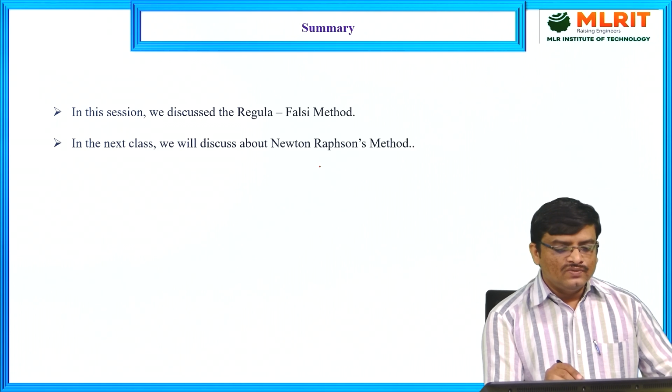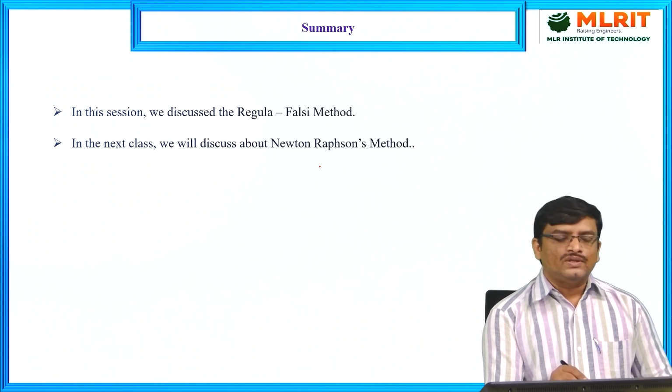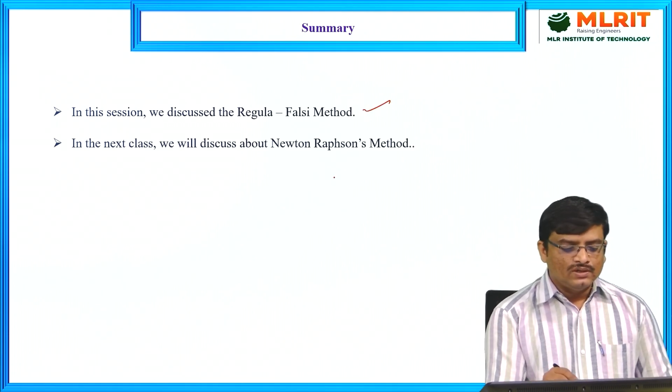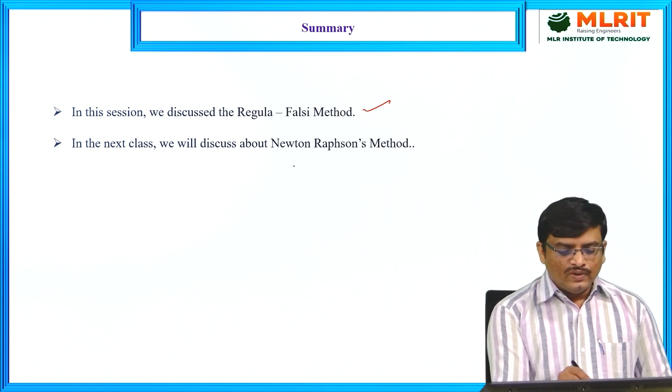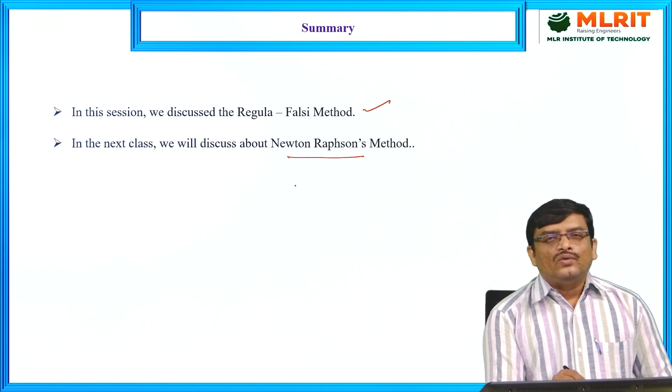So this is the way how we can use this Regula Falsi method. So in this video we have discussed the procedure of Regula Falsi method, and we have seen how to find out the root for the given equation using the Regula Falsi method. So in the next video we will go for the next root finding technique, that is the Newton-Raphson method.